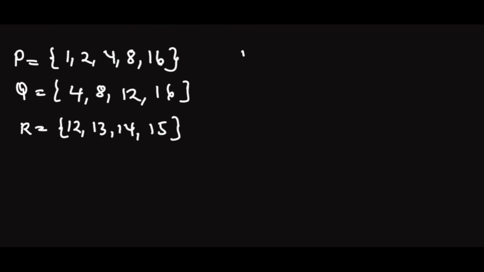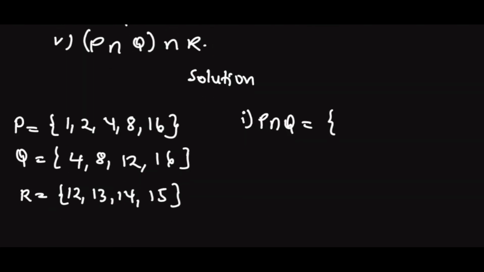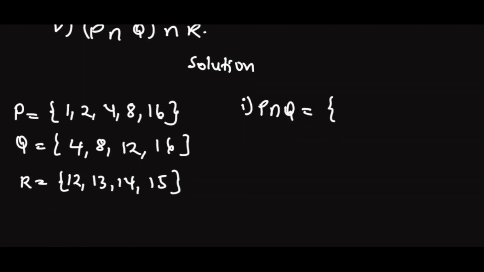So our P intersection Q is going to be equal to, now look at the elements of P here and Q here. Okay, so what elements are common? I can see 4 here, I can see 4 here and 4 here, so I write down 4. The next element I'm seeing is 8 and 8, so I'm writing down 8. And the next element I'm seeing is 16 and 16, so I'm writing down 16.